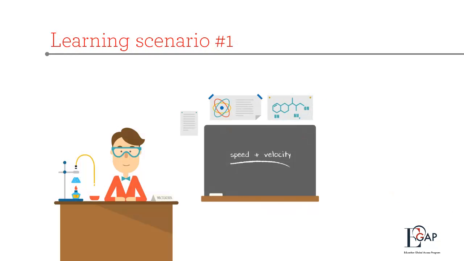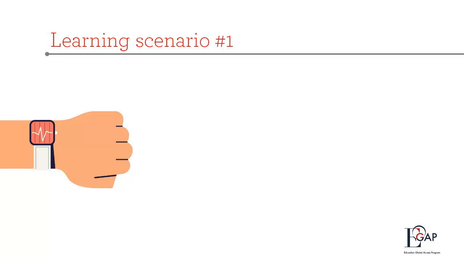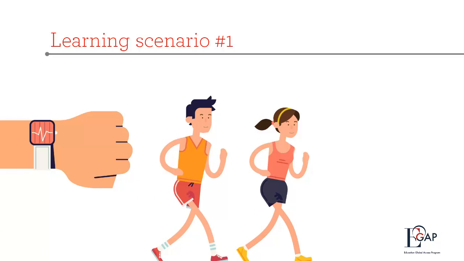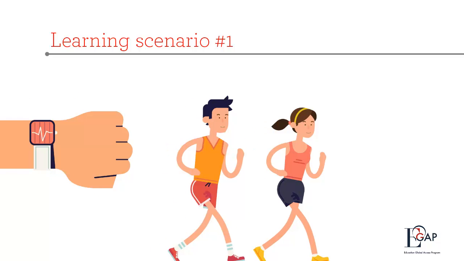A science teacher is teaching her middle school students about speed and velocity. After a brief overview of speed and velocity, the teacher gives each student a stopwatch. The class then goes outside to the school's soccer field. The teacher instructs the students to walk, jog, or run 3 laps around the field, pausing to write down the total elapsed time as they complete each lap.